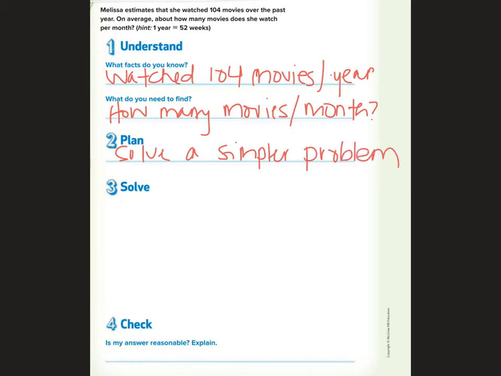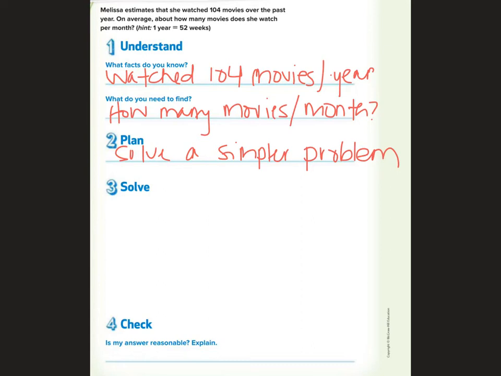Okay, so I guess first here, we need to figure out how many weeks are in a month, right? So if I have 52 weeks in a year, that doesn't tell me how many weeks in a month. So I don't really need to take 104 and divide it by 52. I first need to figure out how many weeks are in a month, or really how many months are in a year. So that's kind of misleading.